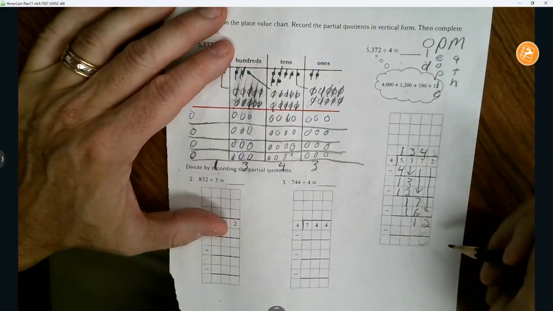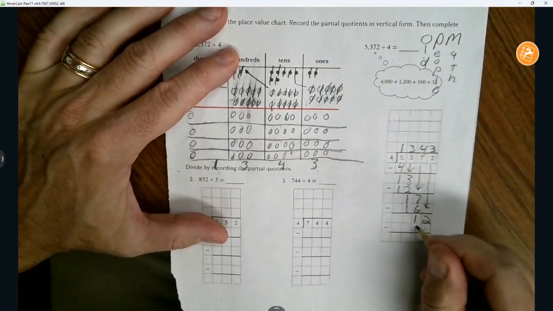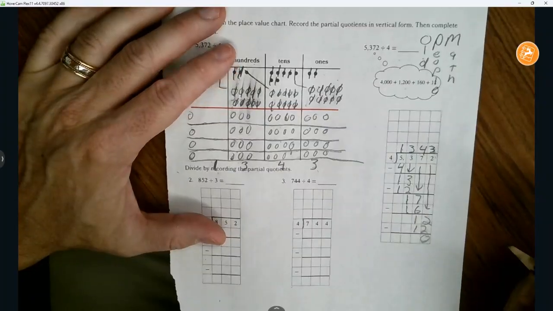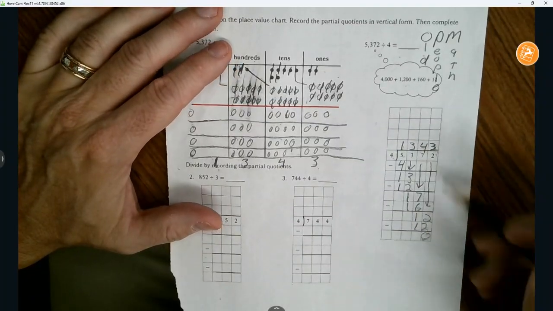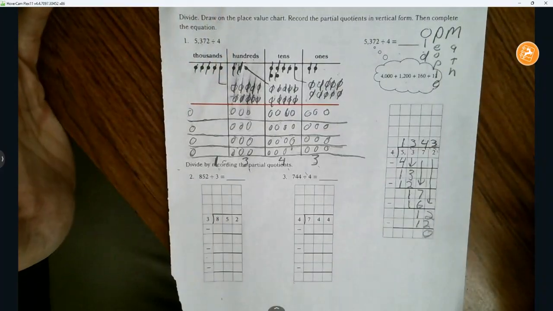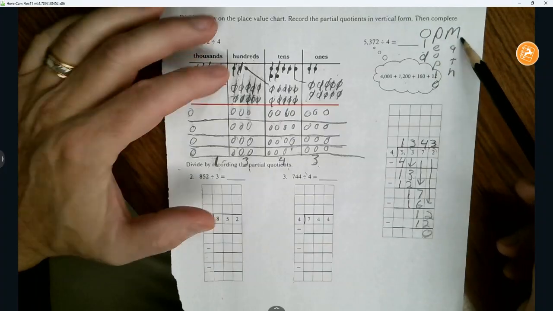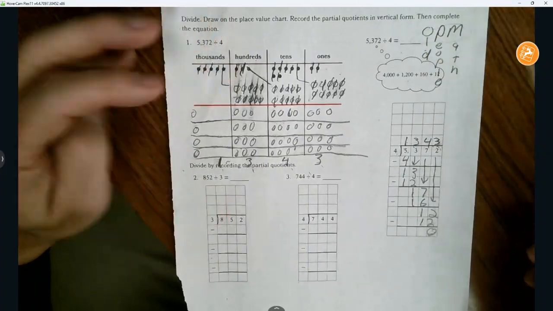So now 4 into 12. How many times can 4 hide inside of 12? Well, it can hide inside there 3 times. Nice, neat, even, 0 left, 1,343. We got the same answer. We did it right. We use the OPM method, the old people math. This might be one of the new things I start saying, OPM.